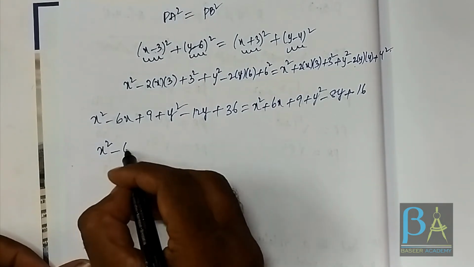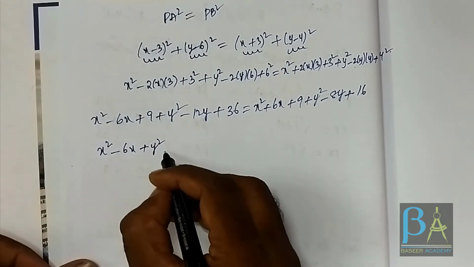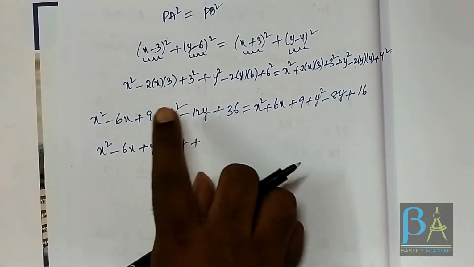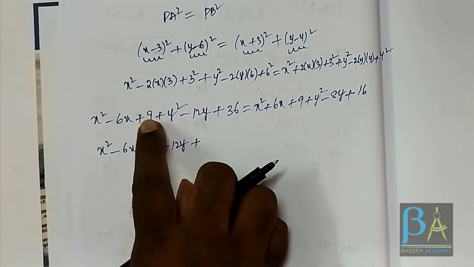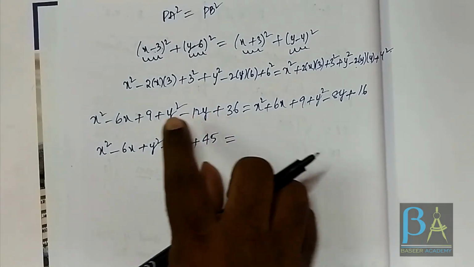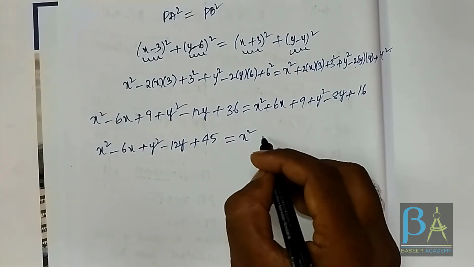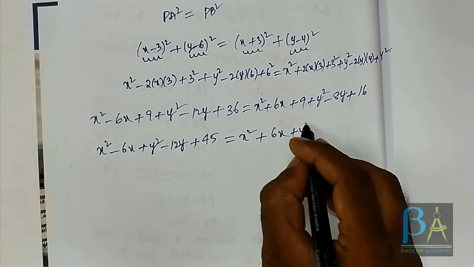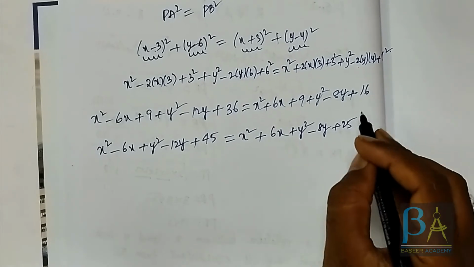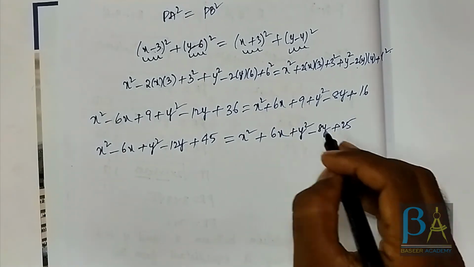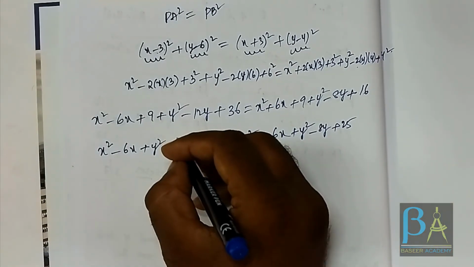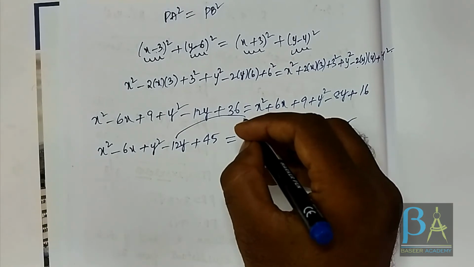x square minus 6x plus y square minus 12y. These two numbers we can add them up, right? 36 plus 10 would have been 46, but since we are adding one less, we'll get one less than 46, so we get 45. 36 plus 9 is 45. And now what am I getting here? x square plus 6x plus y square minus 8y. 16 plus 9 is 25. 16 plus 10 is 26. So this becomes 25. Now let us transpose all of this to the right hand side.